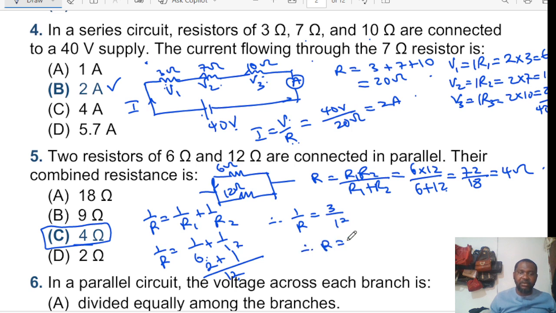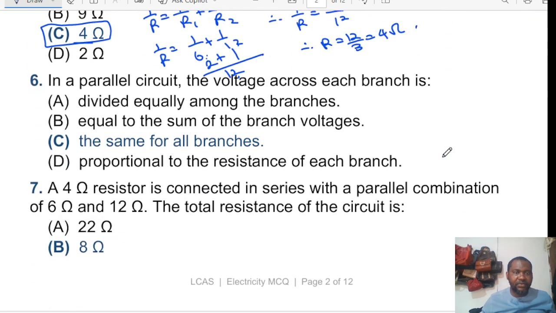So that means R is equal to 12 over 3, which is equal to 4 ohms. So the total resistance is 4 ohms. Very important: the same answer we got here. But you see, do what works for you.